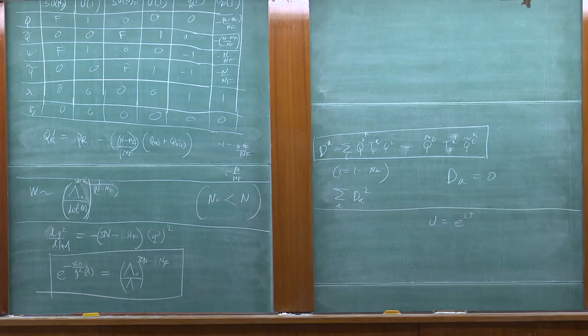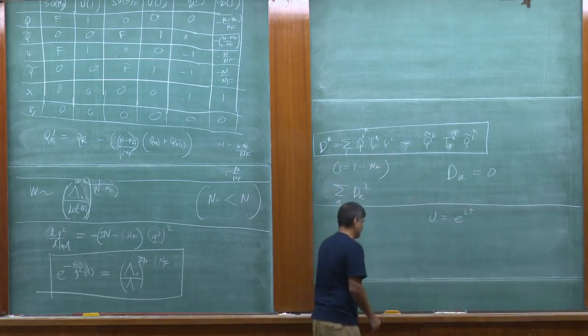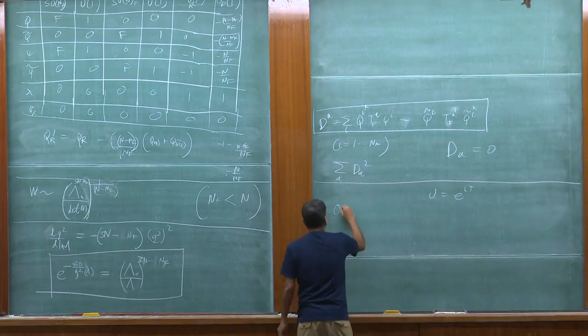Okay? Now we're in the case where there are more colors than flavors, because NF is less than N. Okay? So we turn on the first color for the first flavor, the second color for the second flavor, third color for the third flavor, and so on. This will do the job. Okay? So one configuration that obeys this, that sets all DAs to 0. Okay? So one configuration is this.